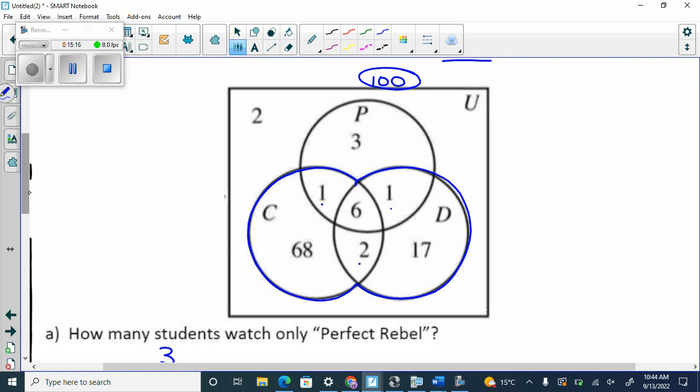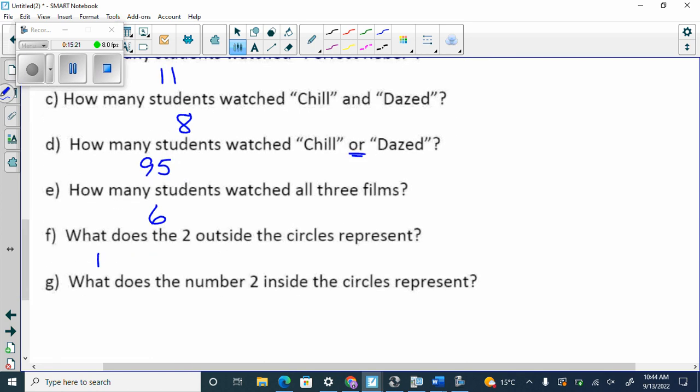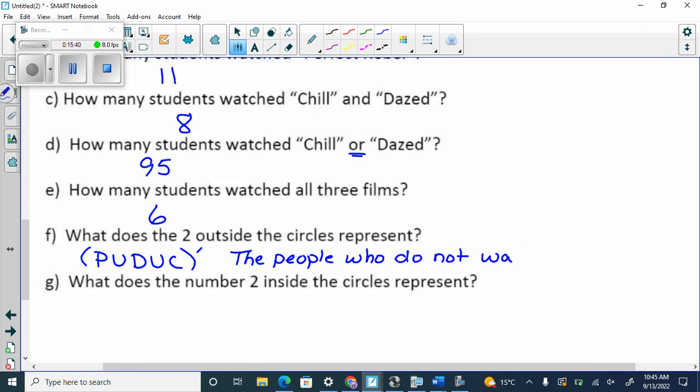Right? Now, if I want to get all of them and I want to represent it as an actual set, I could say P or D or C, not. Right? Or means I cover everything in there. And that would be the people who do not watch any of the 3 movies.